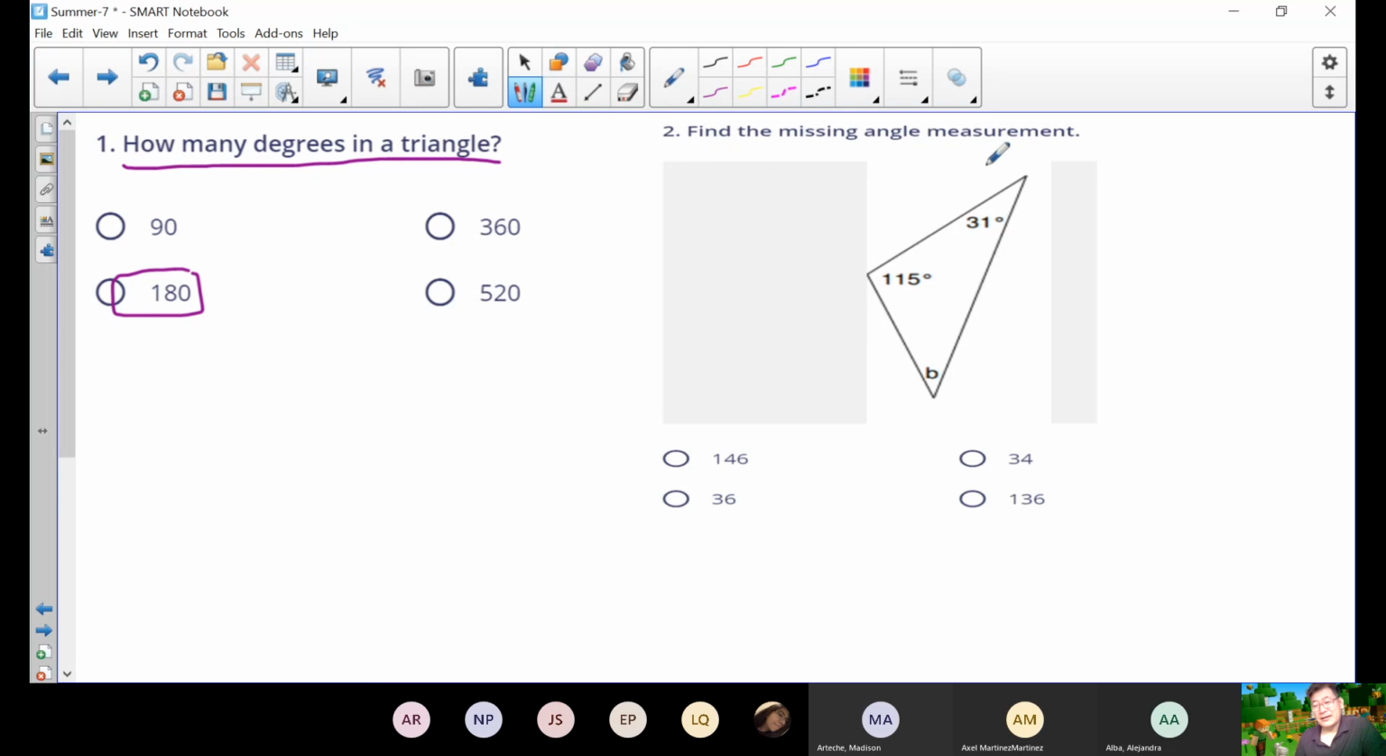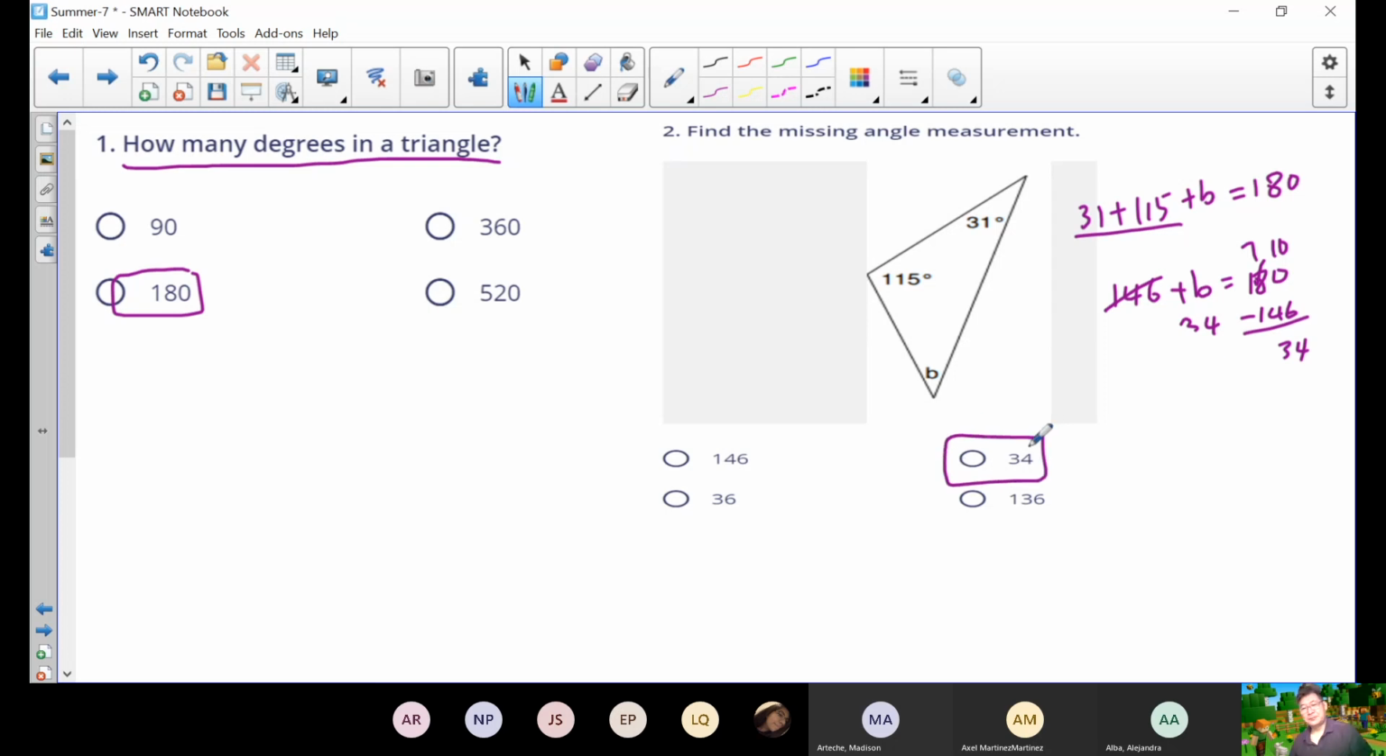Number 2, find the missing angle measurement. Now, all together with B should be 180. So 31 plus 115 plus B equals 180. So adding together, 146 plus B equals 180. Think about it. There should be 34, right? 180 minus 146 is 34. 10 minus 6 is 4, 7 minus 4 is 3. Answer. Okay.